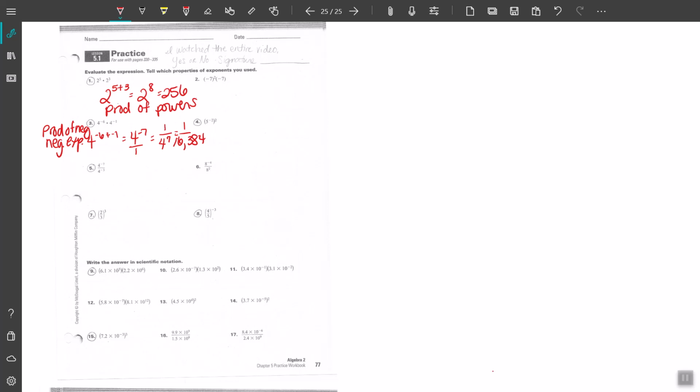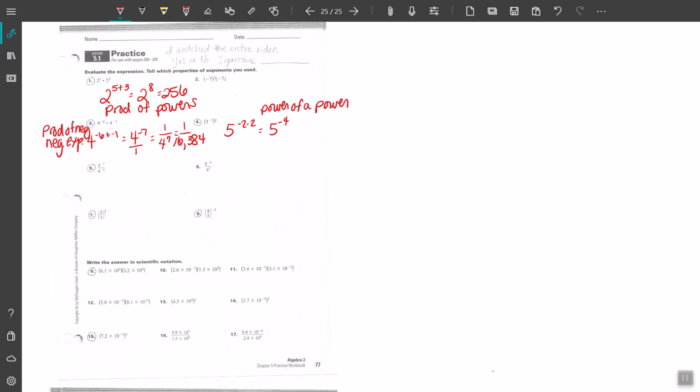All right, on number 4, we see that we have an exponential expression, 5 to the negative 2nd, and then it's raised to the 2nd power. So when we have a situation like that with one base, and it's raised to an exponent, and then the whole thing is raised again, we multiply the two exponents together. So this becomes negative 2 times positive 2. We end up with 5 to the negative 4th power. All right, that step is called power of powers, or power of a power.